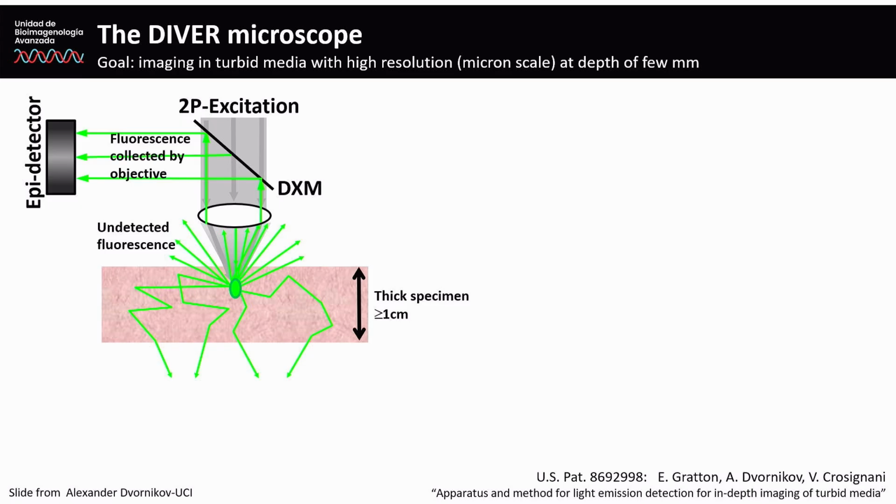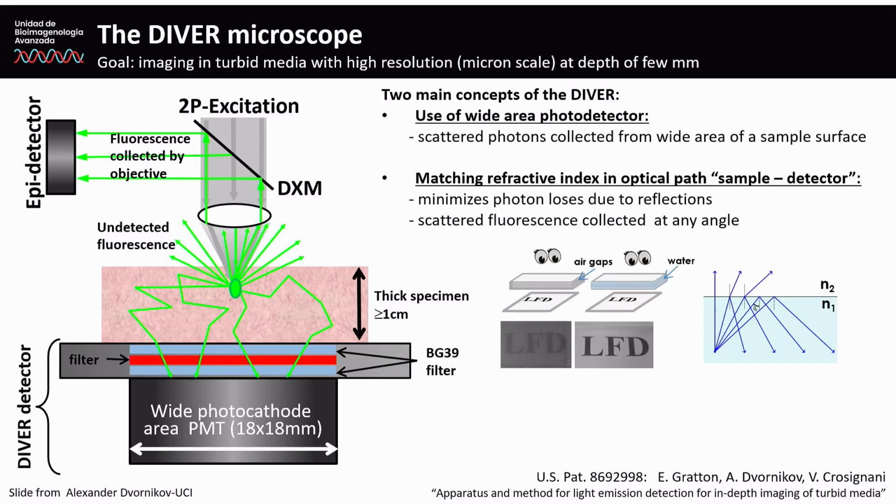So for that reason, many years ago, Enrico Gratton, Sasha Dvornikov, and Viera Crosignani developed this technology. In a regular epi-detection microscope, we have an excitation, and the optic focalizes the light into the tissue, and the two-photon spots emit in all directions. Within the tissue, with high scattering, you have photons that go in all directions, and you have only a small angle to collect the photons that you excite. Well, the DIVER is a very simple concept.